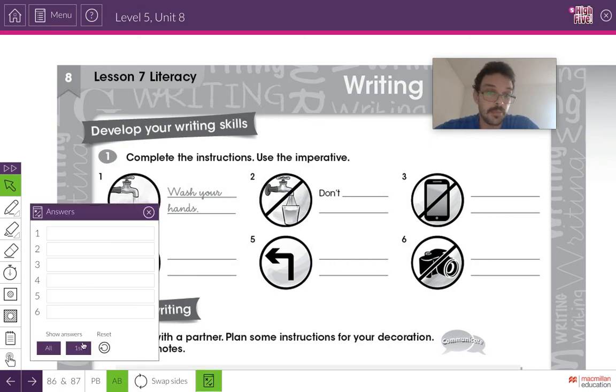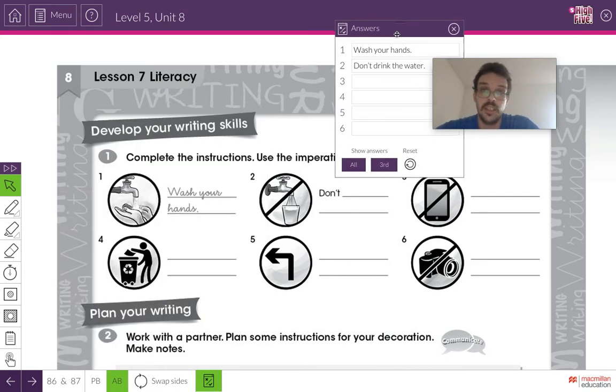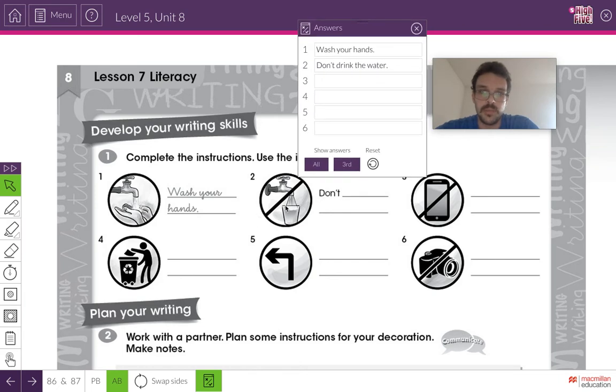Don't, what? What does that mean? Let's have a look. It means don't drink the water. Yes? Don't drink the water, right? The water's not good. It's got a line through it. Don't drink the water. All right? So we write that phrase here, okay? Don't drink the water.